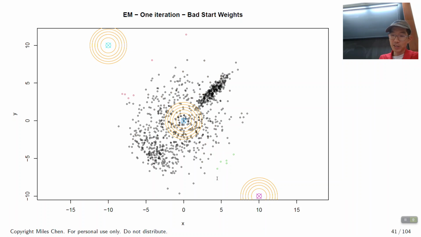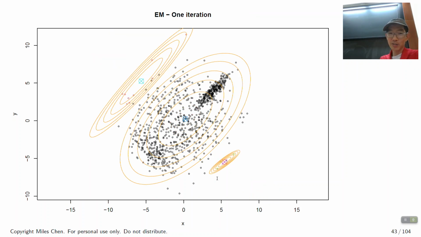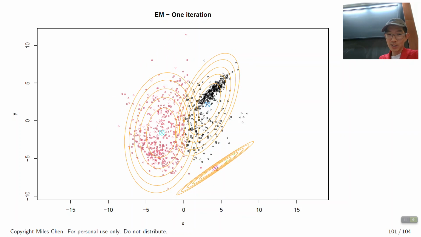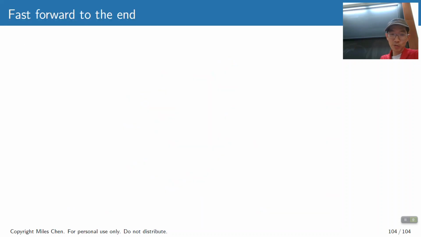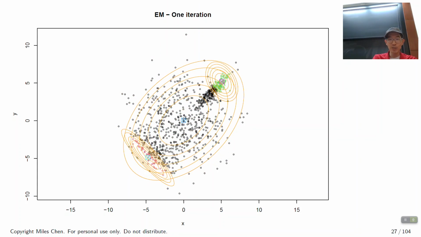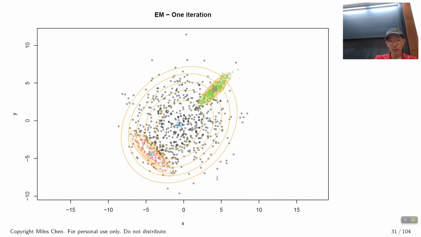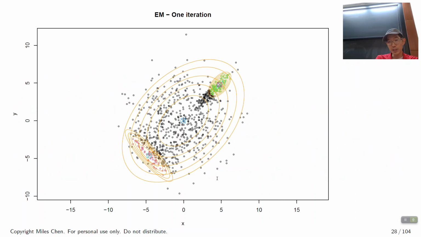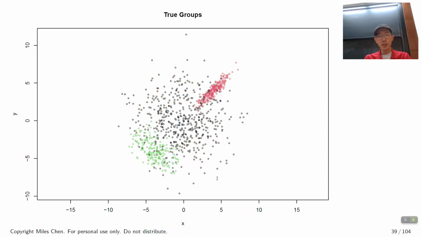Here I have a whole bunch of slides, and you can slide through this thing and see how it updates. I guess I wrote fast forward to the end, but I actually didn't have it fast forward to the end. But you can watch these things animate, which is kind of fun. But that's the EM algorithm.